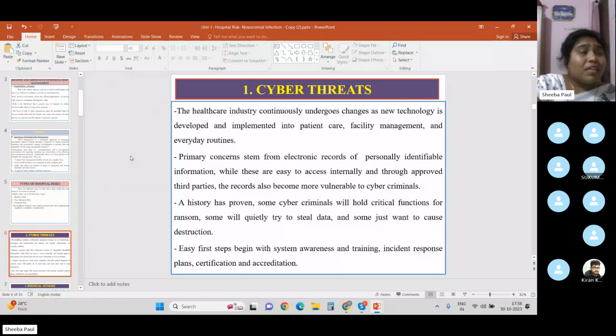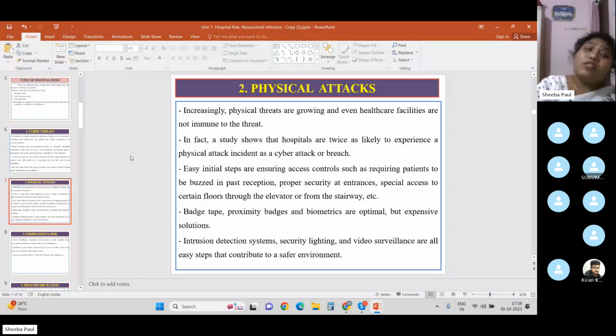And also, whenever software is taken or uploaded into the system, make sure that it is certified and accredited software, which will not cause breaching of data. And the experts, the nurses, and the physicians should be trained on how to secure and save the documents. That was about cyber threats.